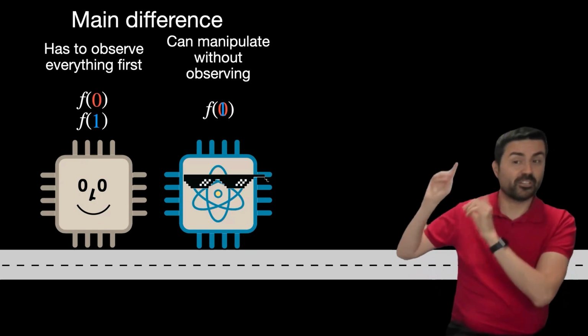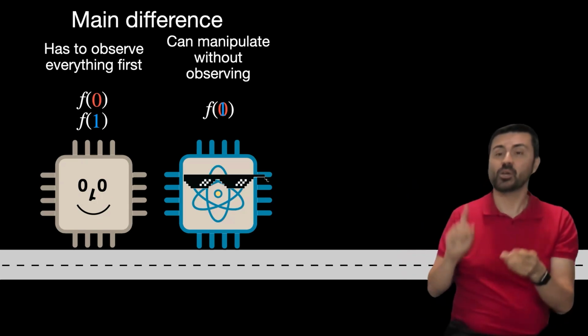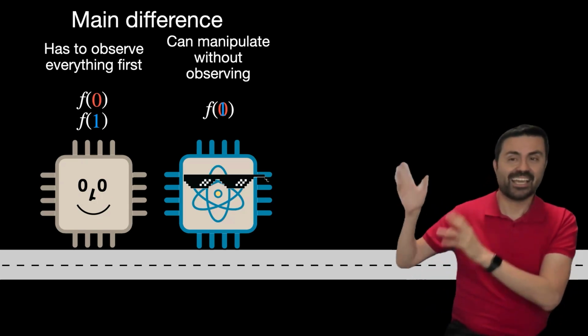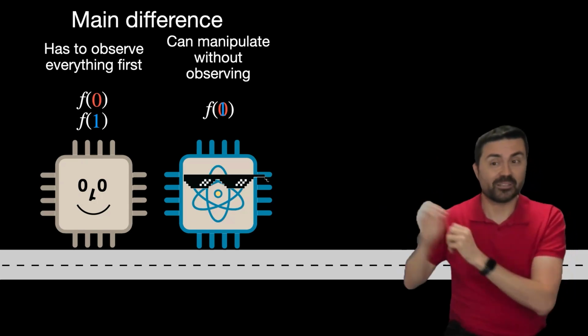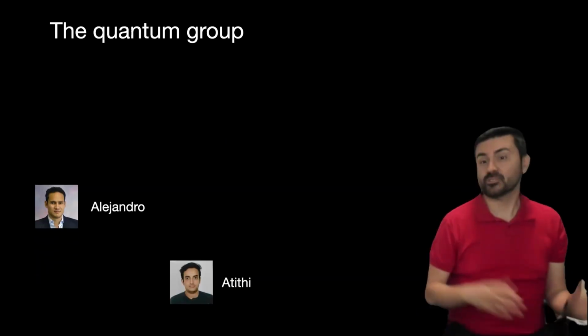So in the next video, we're going to learn this in detail. What is a qubit? What is superposition? And how is it that we get the quantum computer to hear that click? So that's all for now.